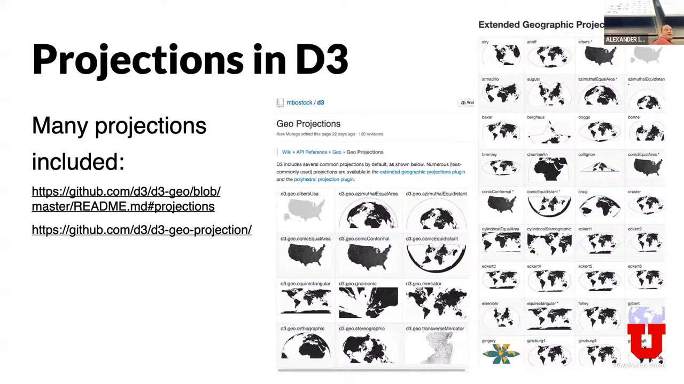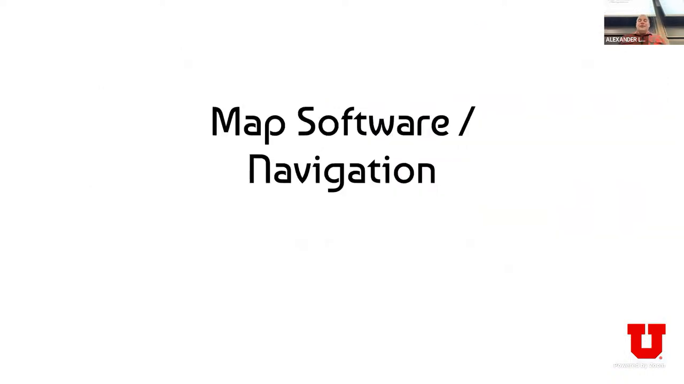So D3, as you know, has many of these projections included. There is really a ton of them. And choosing between them for your task is one thing that you should consider when you want to show a map. So next I want to talk a little bit about map software for navigation, right?